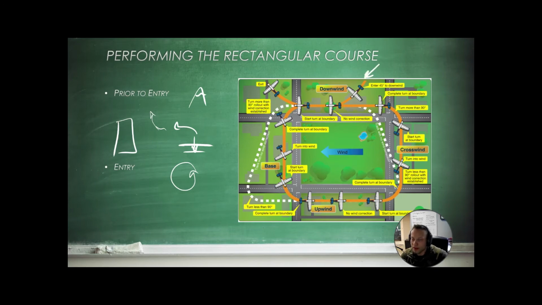On the 45, we get onto the downwind leg, and then here, when we clear that outer boundary, we're going to make a turn to base. And now, because of the wind, if we don't make any wind correction angle, we're going to get blown off course. So we actually have to crab into the wind.